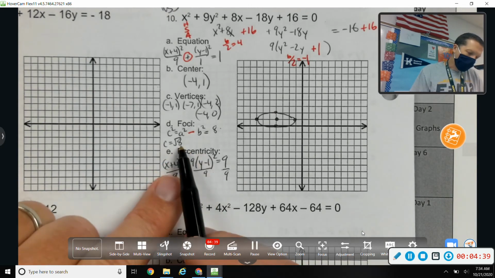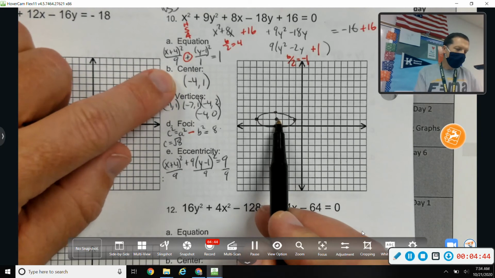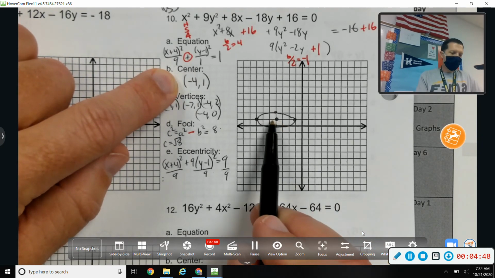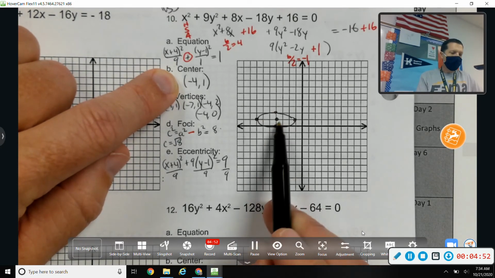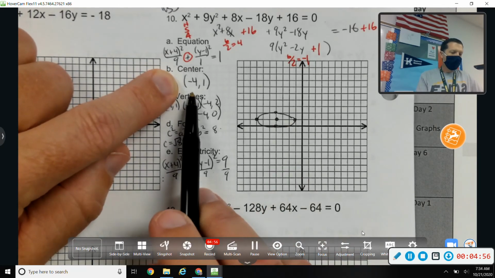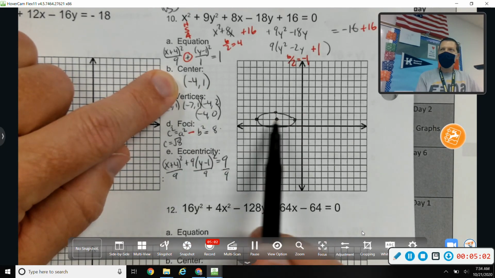All right, so I'm going to go square root of 8 away from the center. So my center is at negative 4, 1. Which way am I going to go to get to my foci? Left and right or up and down? Left and right, because that'll be on the main axis. So which coordinate should I adjust? The first coordinate or the second coordinate? The x or the y? The x, because that's what controls left and right.